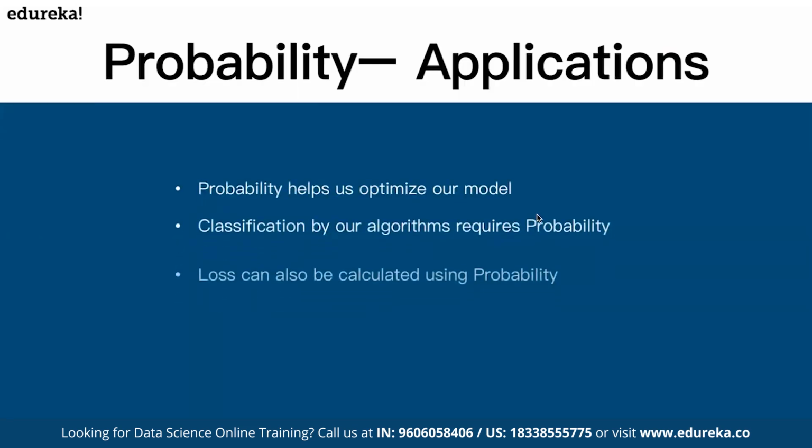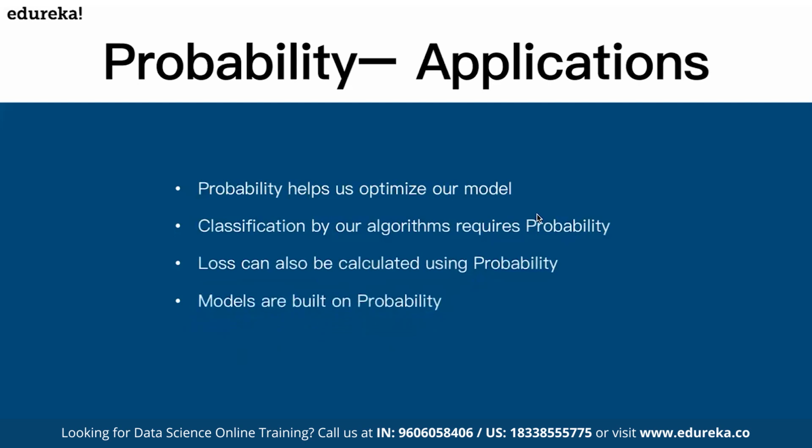Now, if we talk about applications, probability helps us to optimize our model. Optimize means it helps us to take better decisions. For example, if you run a linear regression algorithm, your data should be normally distributed. If your data is not normally distributed, you cannot expect good results from linear regression. Classification algorithms require probability. Logistic regression requires probability values of an event. In those cases, probability plays a very important role because logistic regression is all about the probability of an event, whether it can happen or it cannot happen.